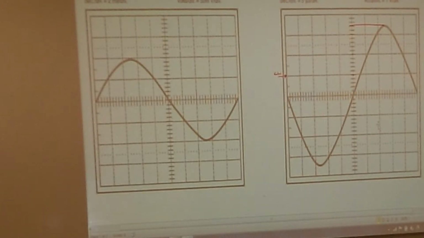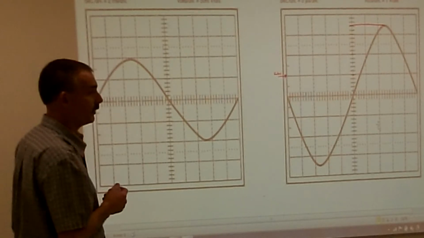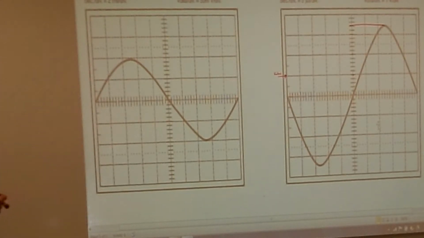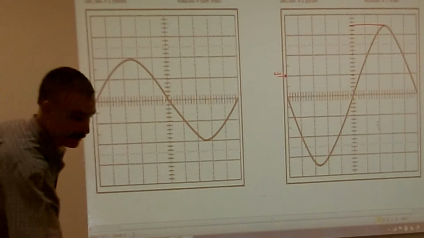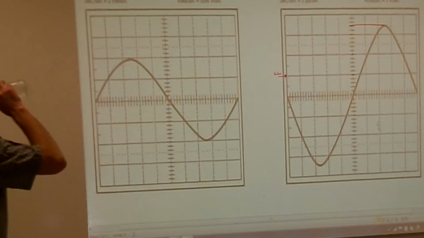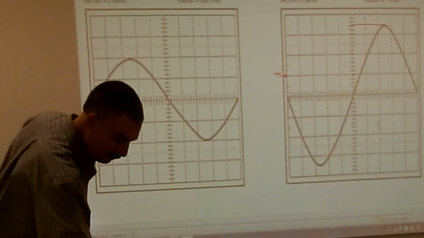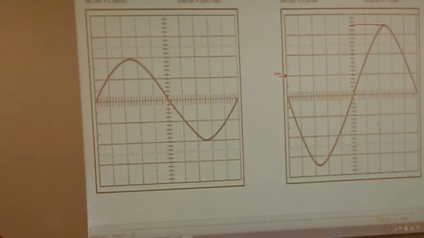Remember how to calculate out the voltage DC reference? Or remember how to calculate that out? Negative 1 volts DC. Yep.